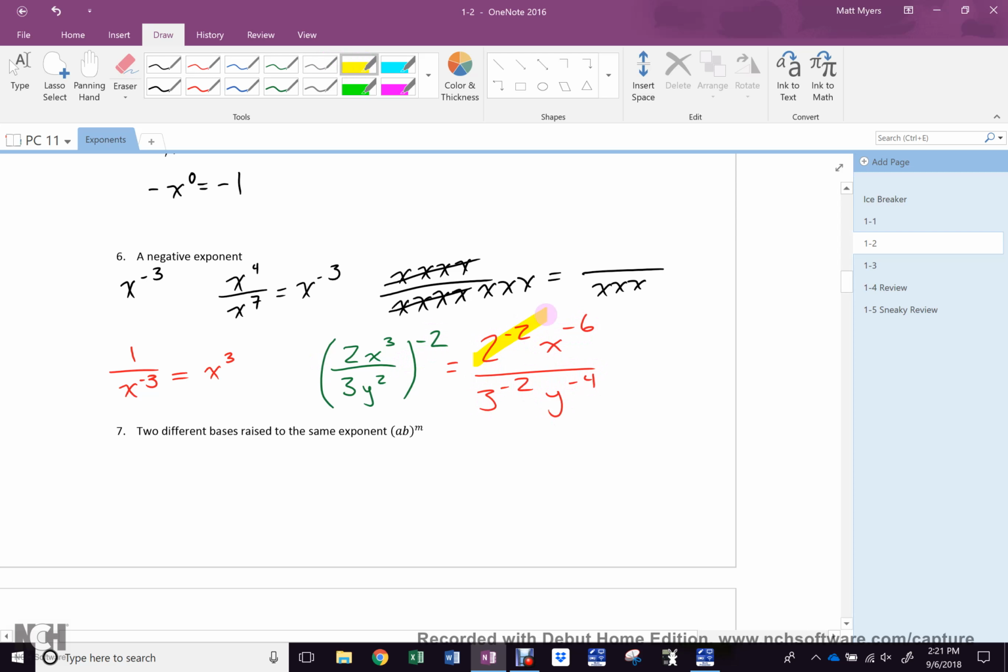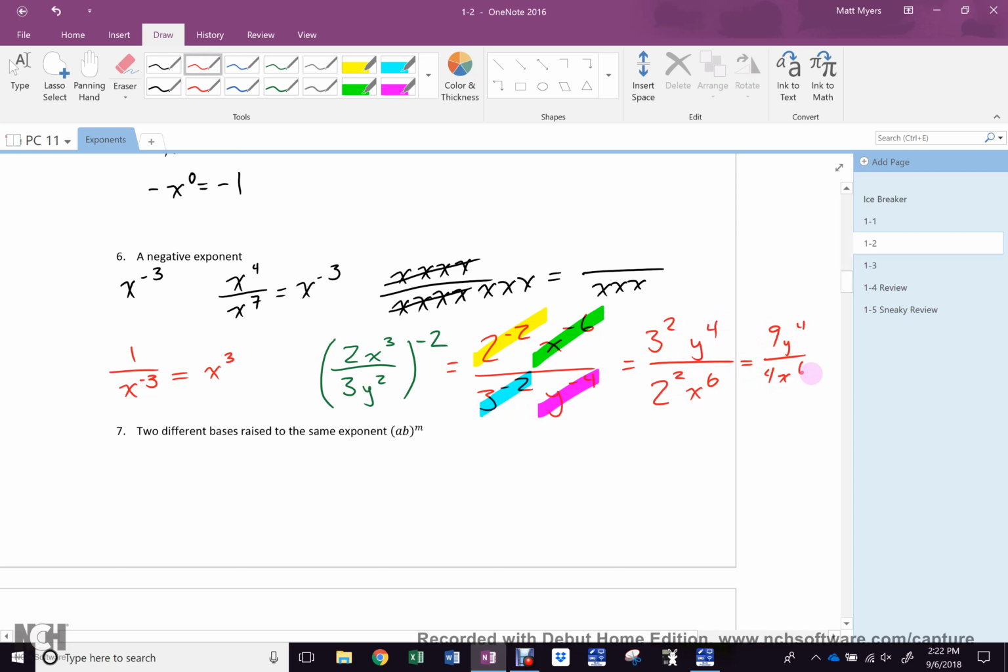Can that exist? No. 2 to the negative 2, that 2 can't be there. So where does it have to go? Down there and become 2 squared. Can that exist? Where does it have to go? Up and become 3 to the positive 2. Can that exist? Right now. No. Where does it have to go? To the denominator. And can that exist? It has to go up. And now we can sort it out, because 3 squared is 9, y to the 4th, 2 squared is 4, x to the 6th.